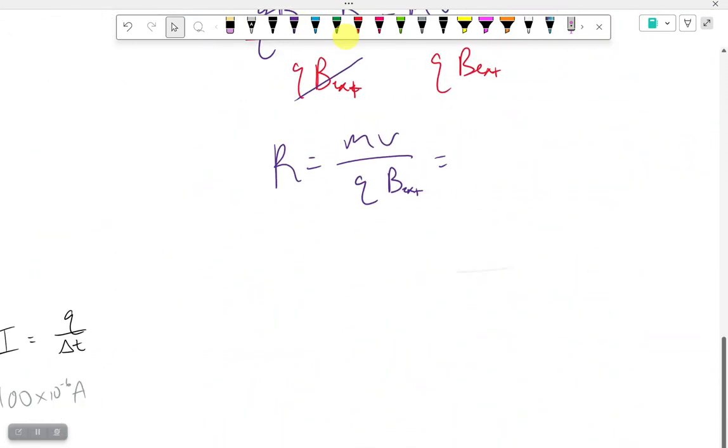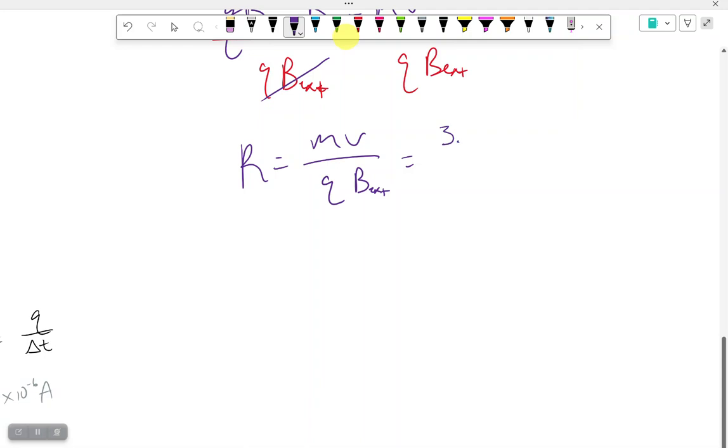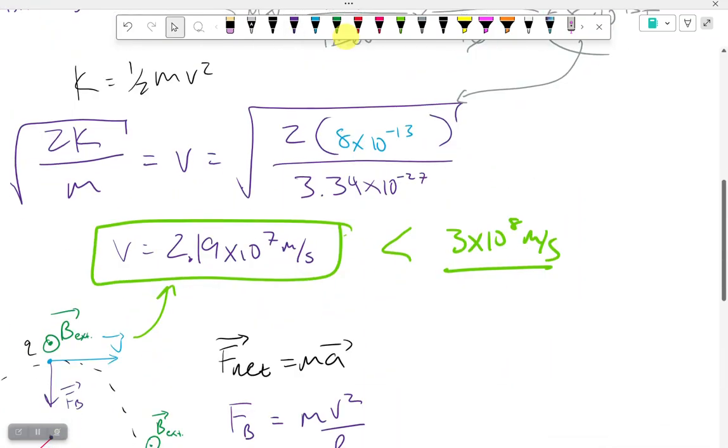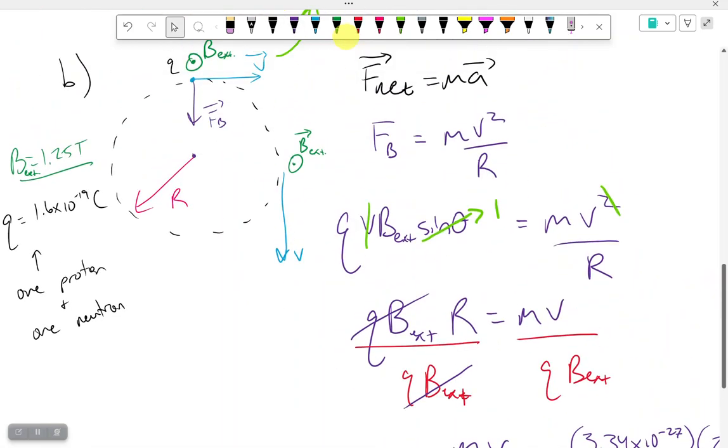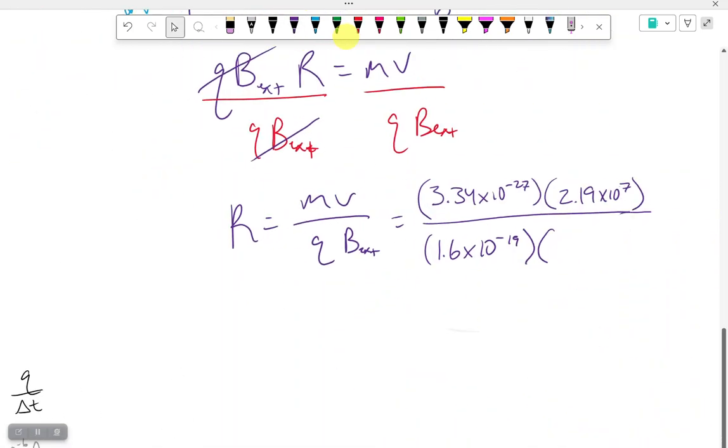And so if I plug in then my values, again, the mass was 3.34 times 10 to the negative 27. The speed that I calculated before, 2.19 times 10 to the 7. Charge, again, it's just going to be the elementary charge because it's 1 proton, 1 neutron. So 1.6 times 10 to the negative 19 coulombs. And then multiply by that external magnetic field, which was 1.25 Tesla.